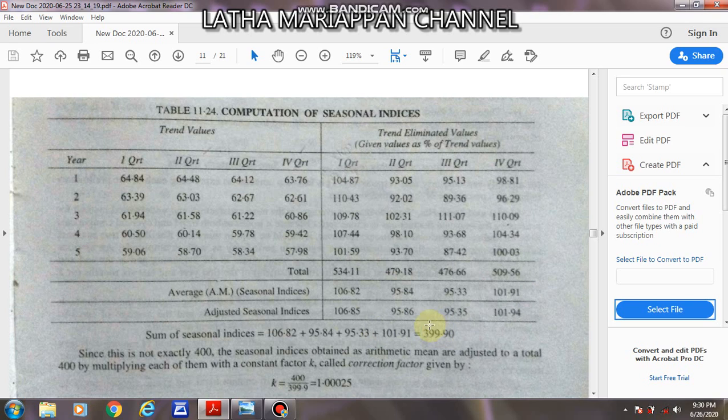Okay, in case you want, I'll tell you this one. If you add that you will get 399.90, and it is approximately 400, no, so you have to do a correction factor, 400 divided by 399.9, so you will get 1.00025. Okay, so like this only you have to calculate your ratio to trend. Ratio to trend in the sense you have to use your straight line equation y is equal to a plus bx and two normal equations. Okay, I hope you understand this problem.